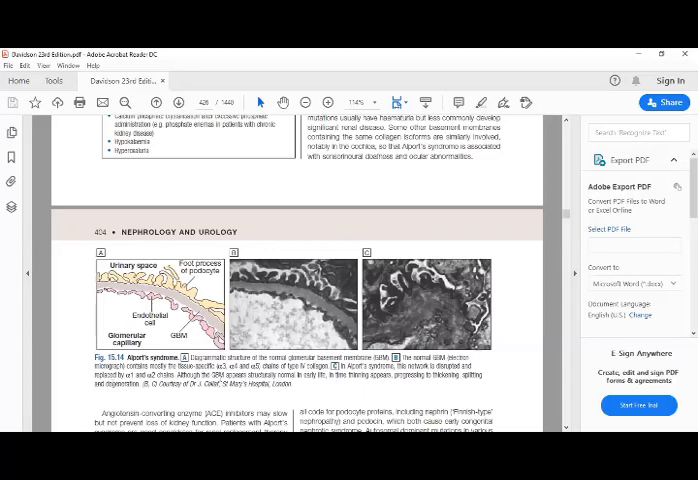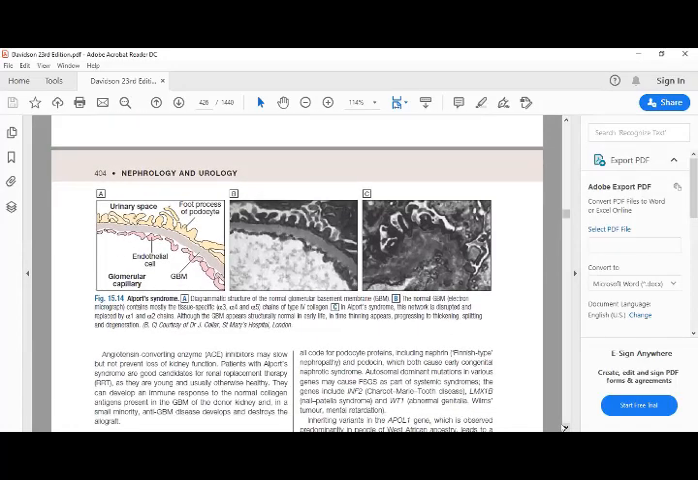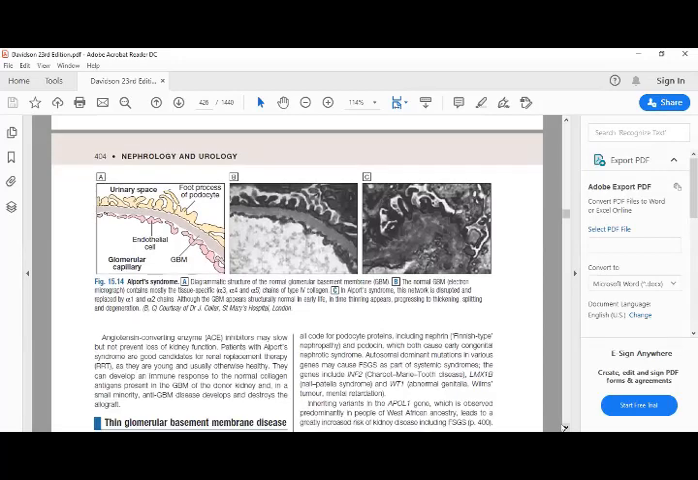Although the glomerular basement membrane appears structurally normal in early life, in time thinning appears, progressing to thickening, splitting and degeneration. Angiotensin converting enzyme inhibitors may slow but not prevent the loss of kidney function. Patients with Alport syndrome are good candidates for renal replacement therapy as they are young and usually otherwise healthy.